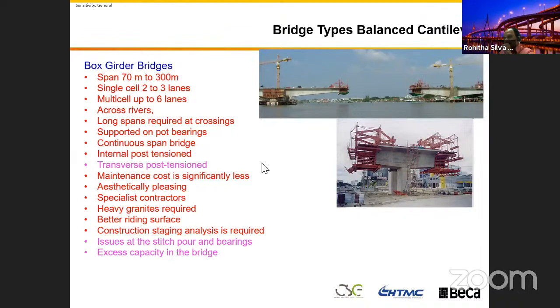The balanced cantilever bridge we use across rivers and large waterways, depending on the environmental conditions, the navigational requirements and other things. In addition to that, sometimes we build a balanced cantilever bridge where we need a 40-50 meter span across large motorways. When you want to build a bridge across that, sometimes we go to balanced cantilever. It can be built as a continuous span. It's all the same.